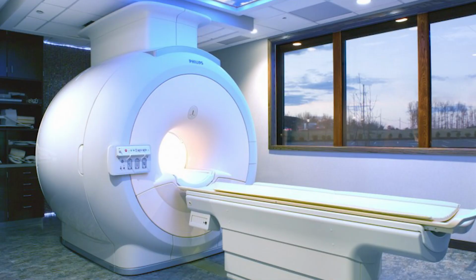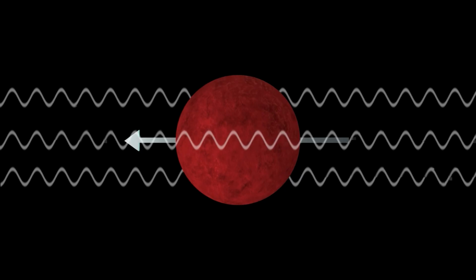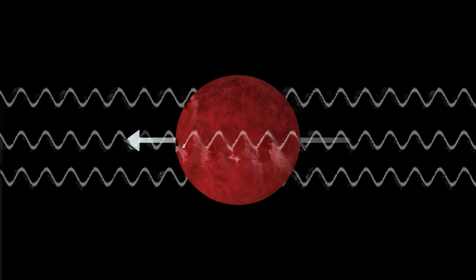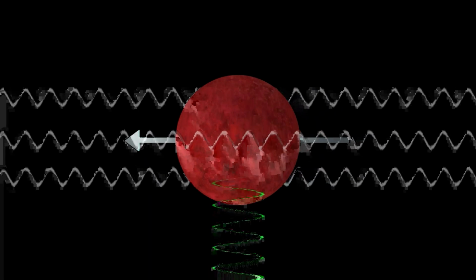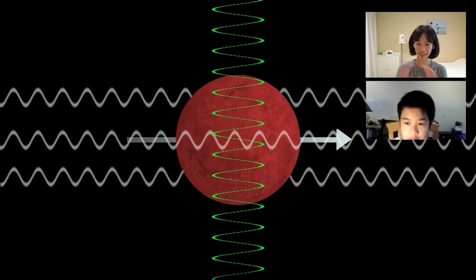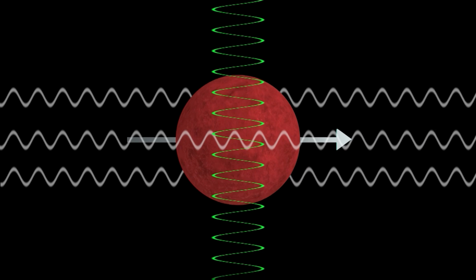When they send out these waves, they also send out these green waves. And these are called radio frequency waves. Was the arrow pointing to the right or to the left? To the right. Yes, that's correct. Here it's pointing to the right.